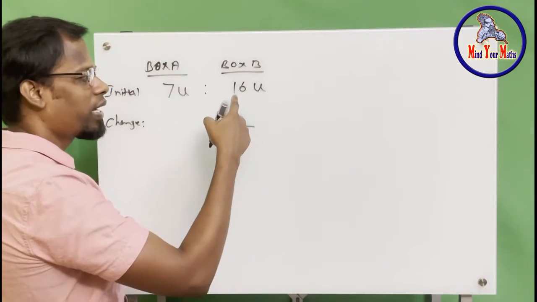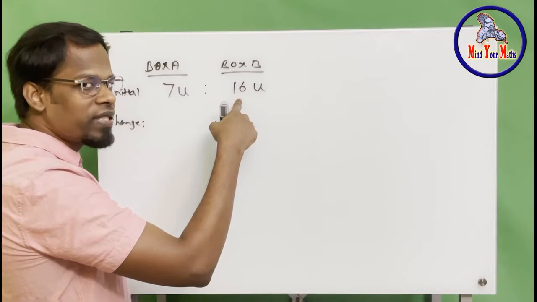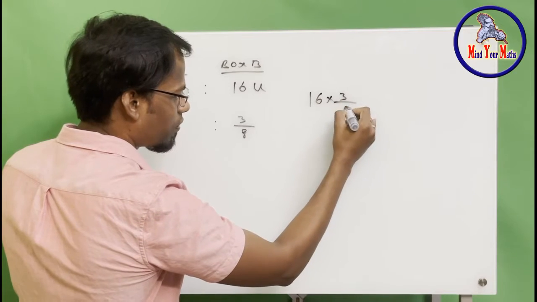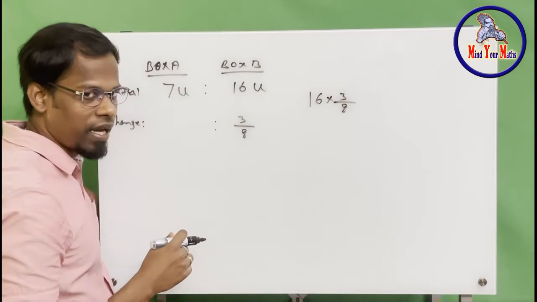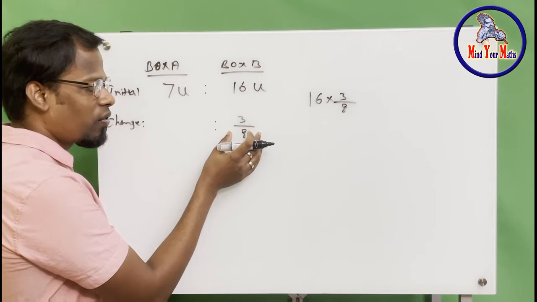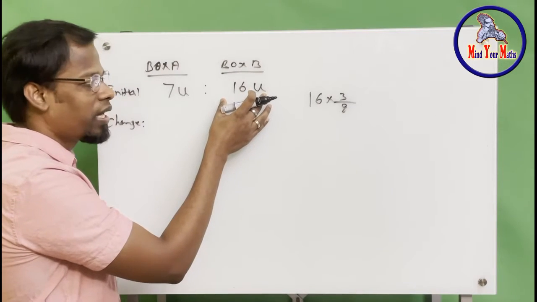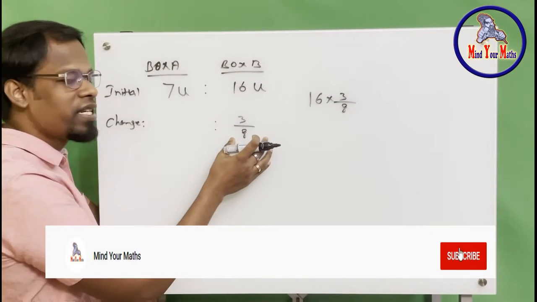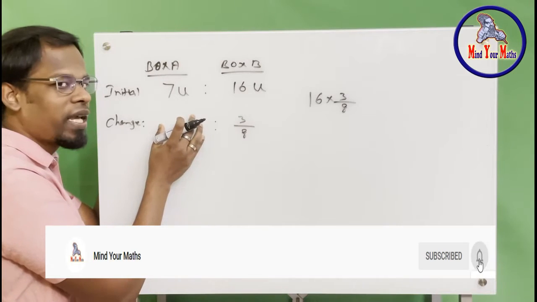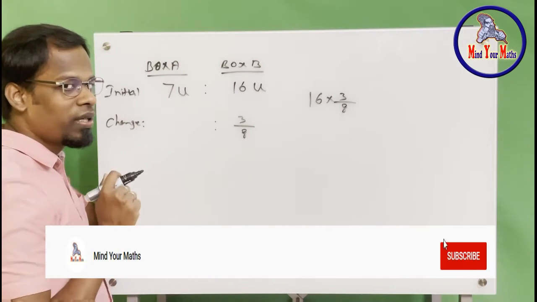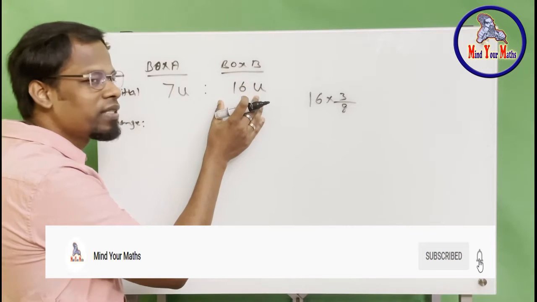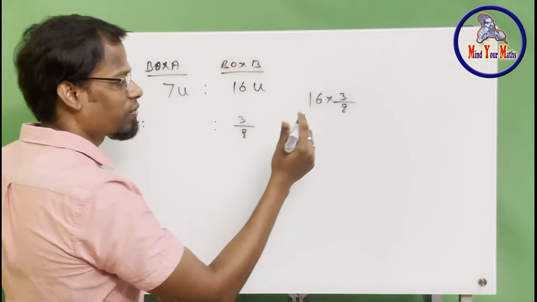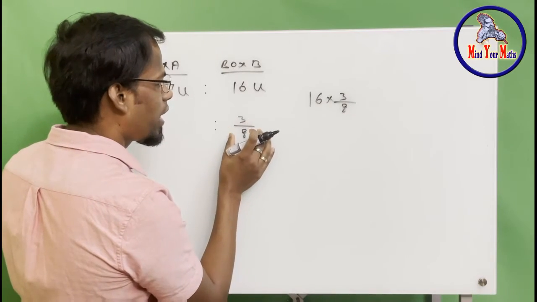Now we need to find what is the 3/8 of 16. So for that what we need to do is 16 multiplied by 3/8. That's what we need to do, because it says 3/8 of the box B. Initially in box B there were 16 units. From that, 3/8 was transferred to box A. So don't get confused. You always have to remember what is given at first and then what the problem is talking about. So let's find what is 3/8 of 16.